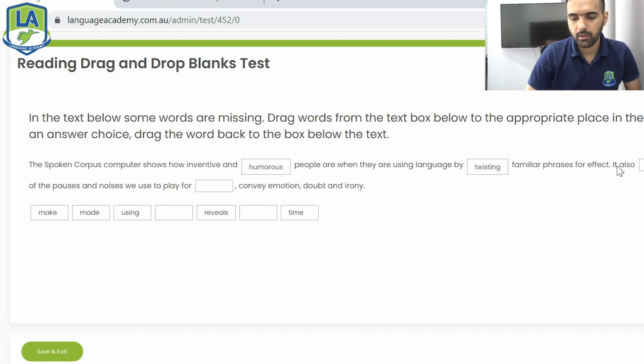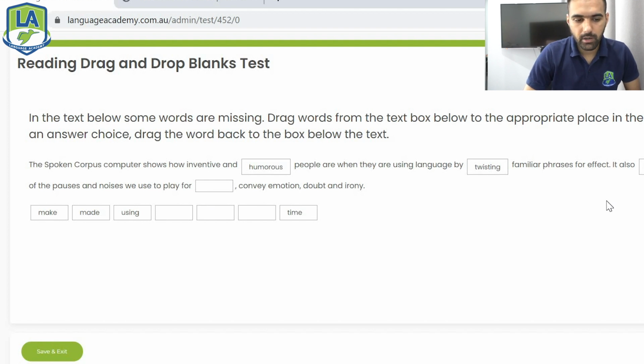It also. Now we've got it. You are likely to use a word ending with s, for example, it also plays an important part. It also. How many words do we have with s? Only one. Let's just place it here. Look at the meaning if it makes sense.